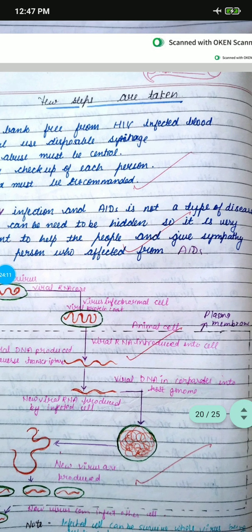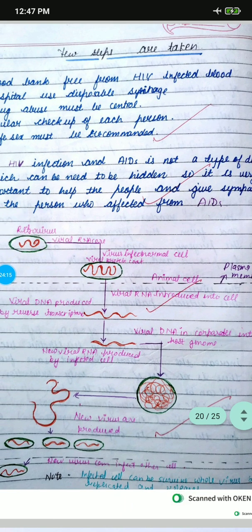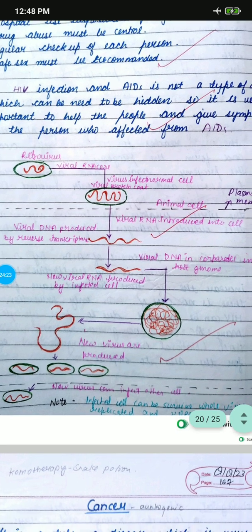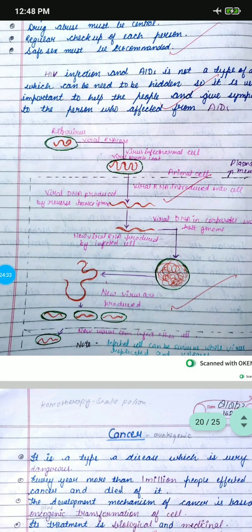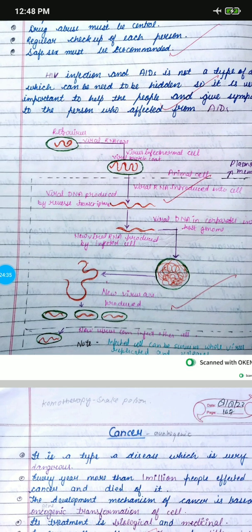This viral DNA is going to incorporate inside the host, and when this viral DNA produces viral RNA, it infects the cell. Now the new viruses are produced many times over and increase the population by destroying T lymphocytes and B lymphocytes. Because of that, after some years, actually it takes 7 to 8 years to become AIDS.